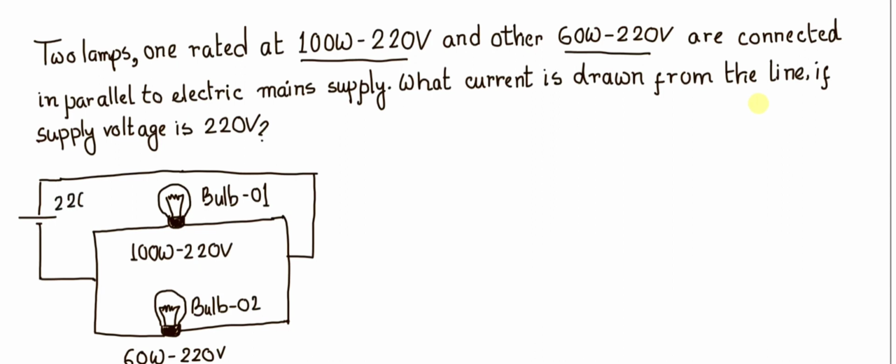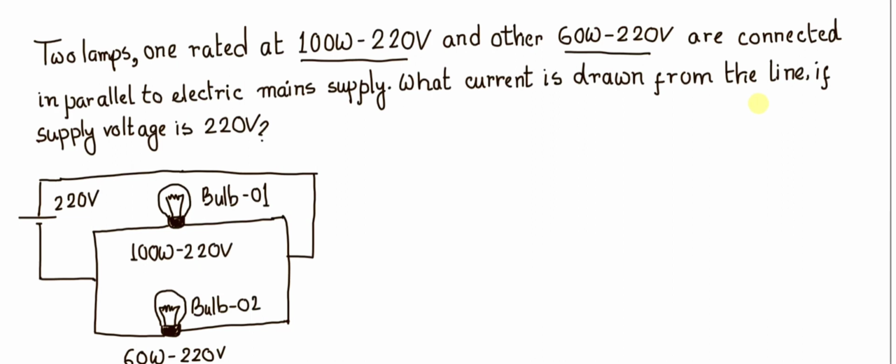But since the supply voltage is 220 volt, we should not use this type of battery or cell. Considering that 220 volt is constant throughout the time of operation, we just assume it is constant. That's why I have used this battery, but actually a battery is not used as a supply voltage in the electric mains supply.